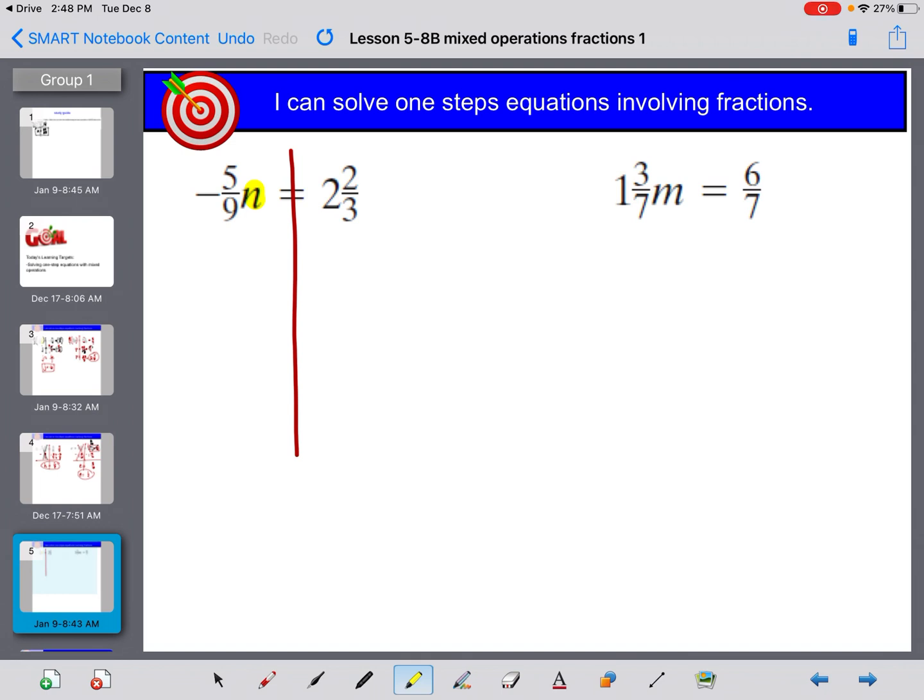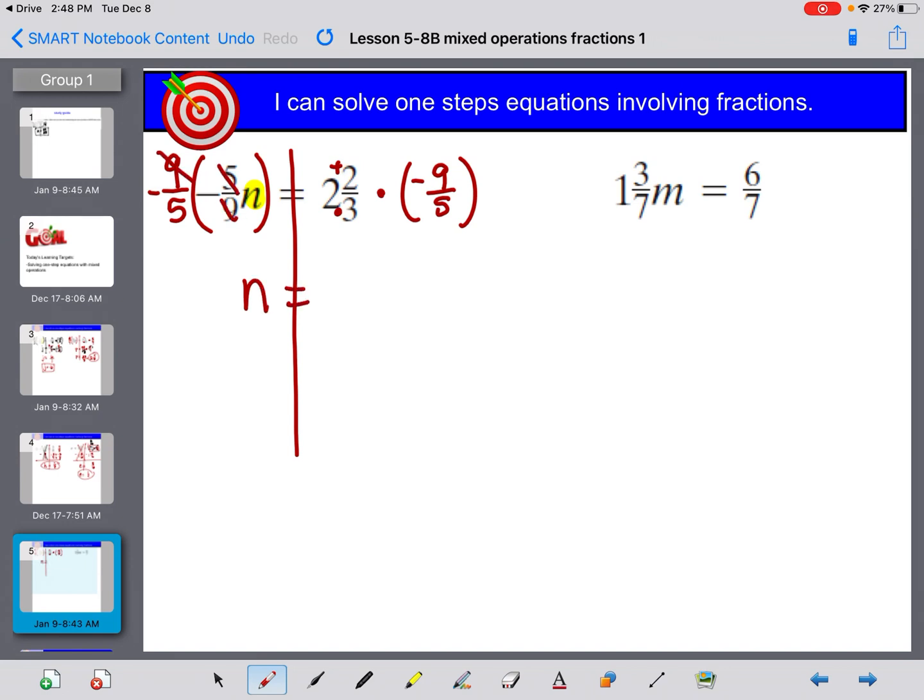I look at my variable n. I see that n is multiplying by -5/9. So I come along and divide by -5/9. Well, that's the same as multiplying by the reciprocal. So I'm going to multiply this by -9/5.